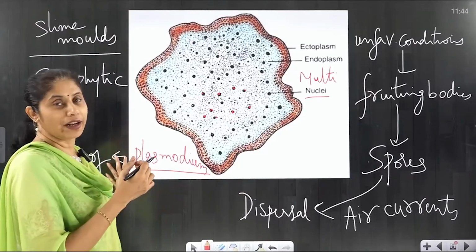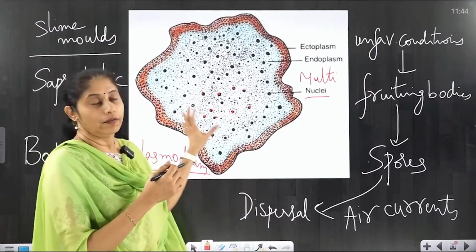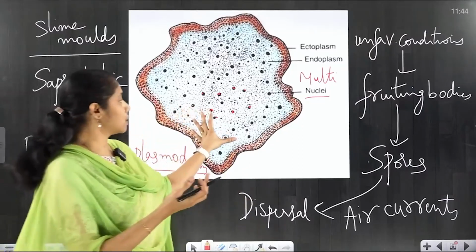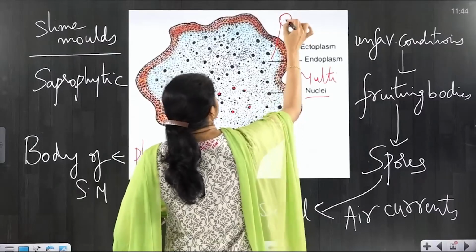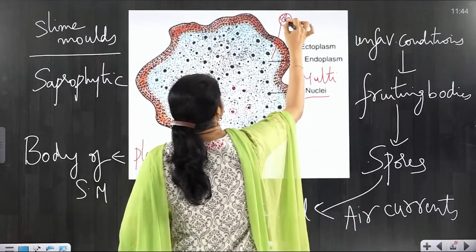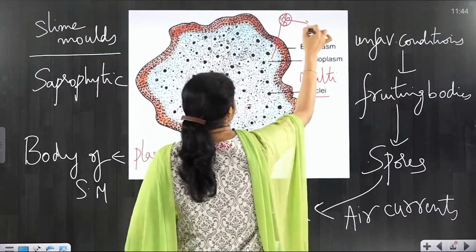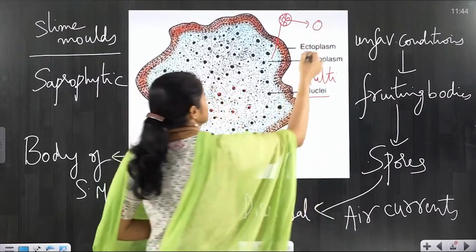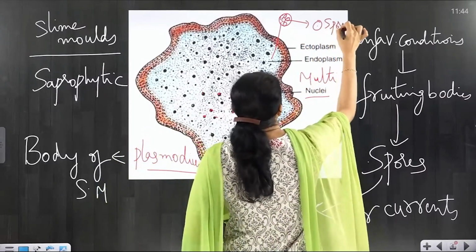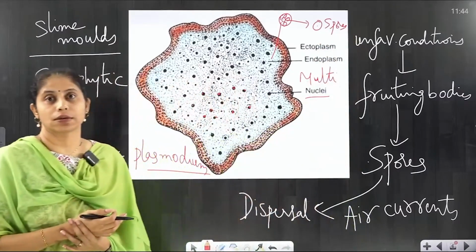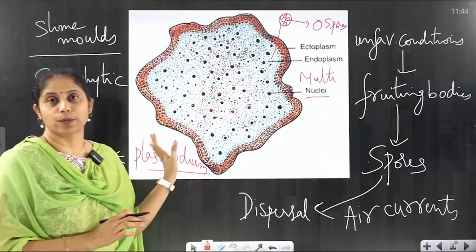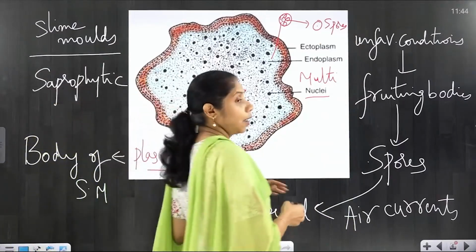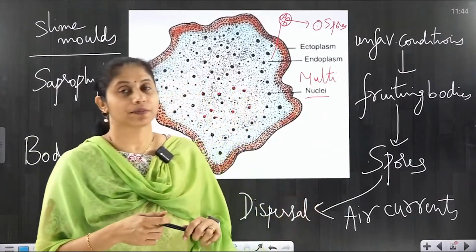So, it is saprophytic in nature, and during unfavorable conditions, this plasmodium will give rise to the fruiting bodies like this, and in that spores will be formed like this. This is the fruiting body and the spores will come out. And this spore will germinate during the favorable conditions. This is the slime molds. The body of the slime mold is plasmodium. I hope all of you understood.